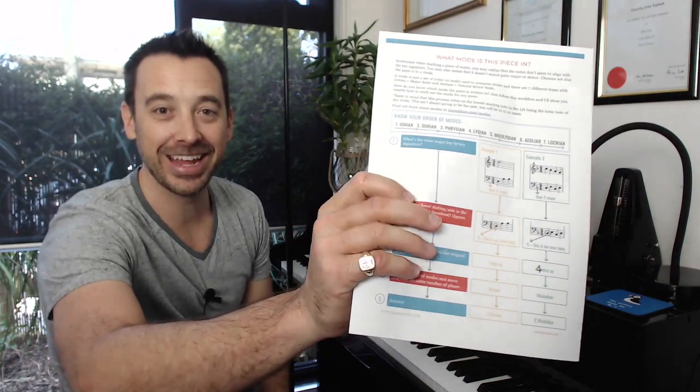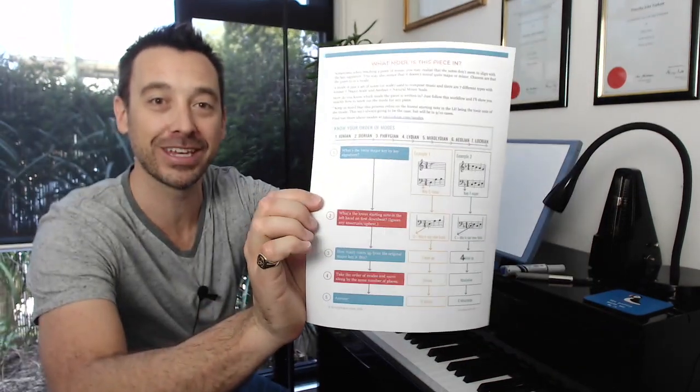And it's really important to know that. So in today's video, I'm going to show you exactly how to work it out. I'm going to use a little flowchart that I've created that gives you a 5-step process for working out what mode any piece of music is in. So let's get started.